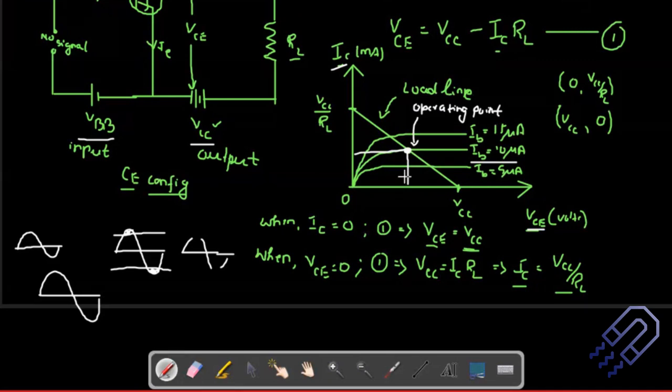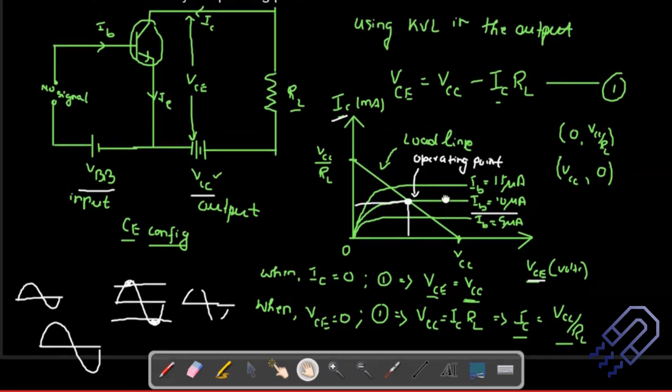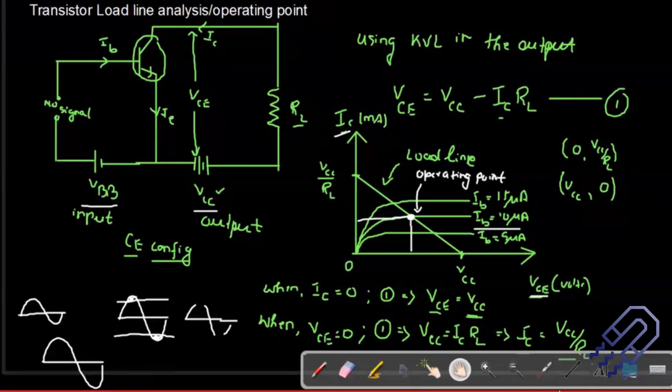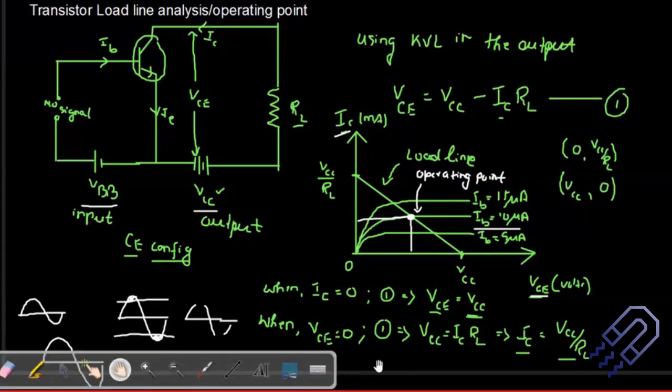But for now, I think this entire slide gives you all the information you need for a transistor load line and operating point. And this is actually very important. So let's take it this side. Yeah, so I think this is all clear here.